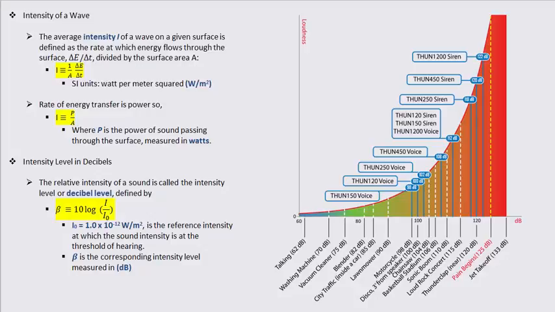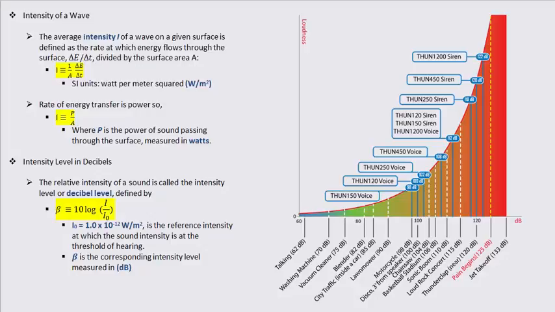Intensity can be measured in decibels, so that the relative intensity of a sound is defined by our decibel level, which is given to us by the equation that beta is equivalent to 10 multiplied by the log of our intensity divided by our reference intensity, which is the sound intensity that is at the threshold of hearing and has a constant of 1.0 times 10 to the negative 12th power watts per meter squared. We represent decibels by the symbol beta, and our decibels are measured and expressed in dB.